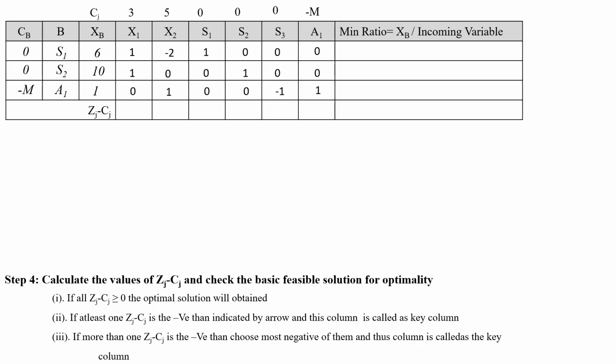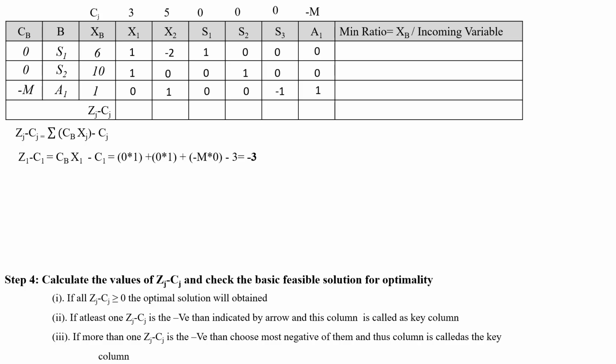Next step is to calculate the values of Zj minus Cj and check the basic feasible solution for optimality. First I have to determine Zj minus Cj for all the variable columns. Here Zj minus Cj is equal to the summation of Cb into Xj minus Cj. First I determine the Zj minus Cj value for the x1 column, that is the first column. So Z1 minus C1 equals CB x1 minus C1.